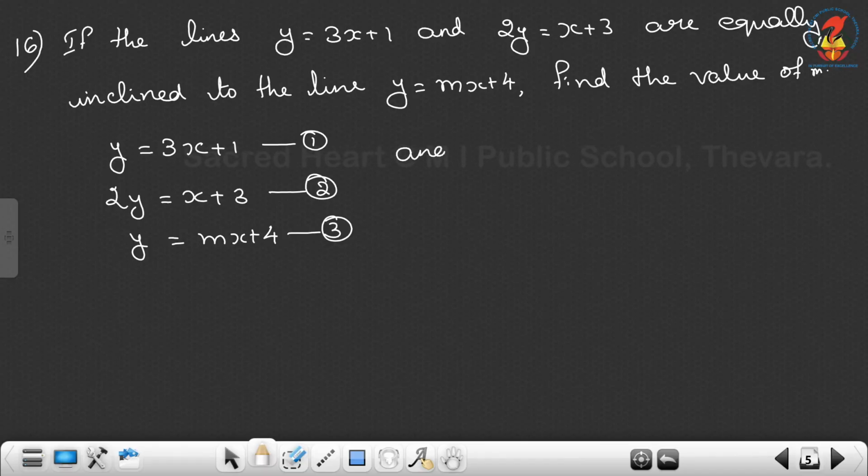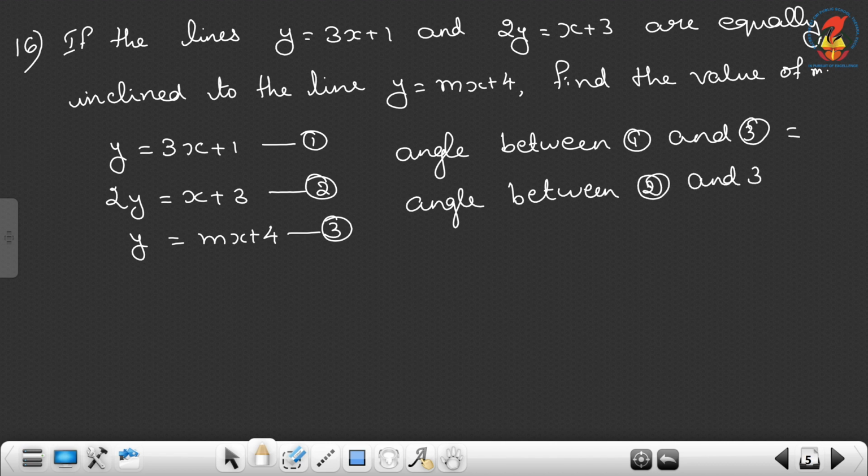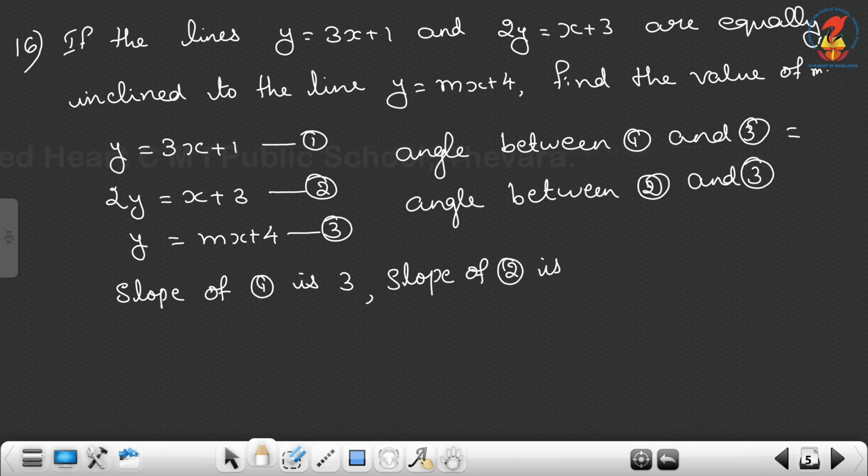That is, given that the angle between lines 1 and 3 is equal to the angle between lines 2 and 3. So, for the angle between two lines, how do we write it? tan theta is equal to... So, we need the slopes. What is the slope of the first line? Slope of line 1 is 3. y is equal to mx plus c, m is 3. Now, what about the slope of line 2? You have to divide by 2. So, y is equal to half x plus 3 by 2, or the slope is 1 by 2. And the slope of the third line is m.